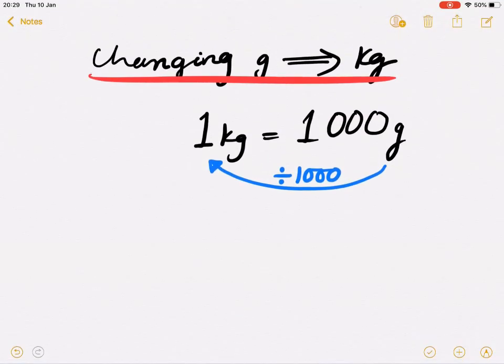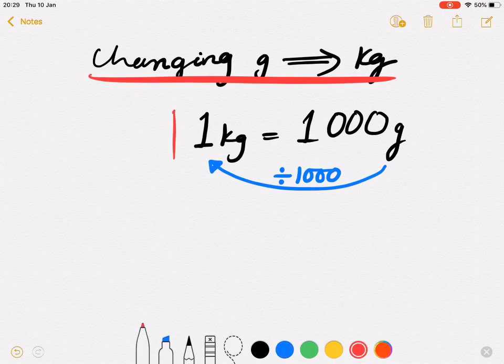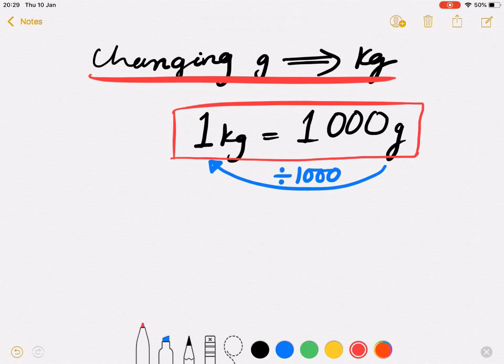Okay, folks, welcome back. We are looking at a topic here, changing grams to kilograms. Now, we have an identity here. The identity is that 1 kilogram is equal to 1,000 grams. Normally when you change kilograms to grams, you times by 1,000. We've done that in the previous video. Now we're starting with grams, so we're starting on this end and we're going backwards towards kilograms. For every 1,000 grams is 1 kilogram, so we have to divide by 1,000 when we go back.